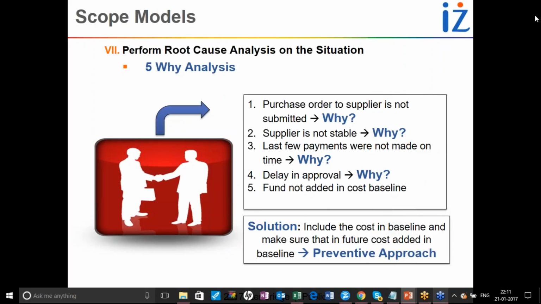5 Whys analysis is also an important tool to know the high level scope. Here I would like to say that you are not asking the question in the form of why. It's just an indication. For example, the problem is that the purchase order to the supplier is not submitted. So you will brainstorm with the stakeholders why the purchase order to the supplier is not submitted. What could be the reason?